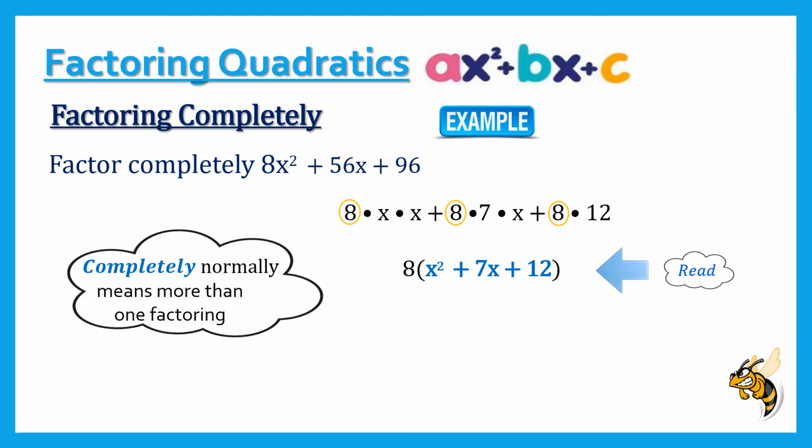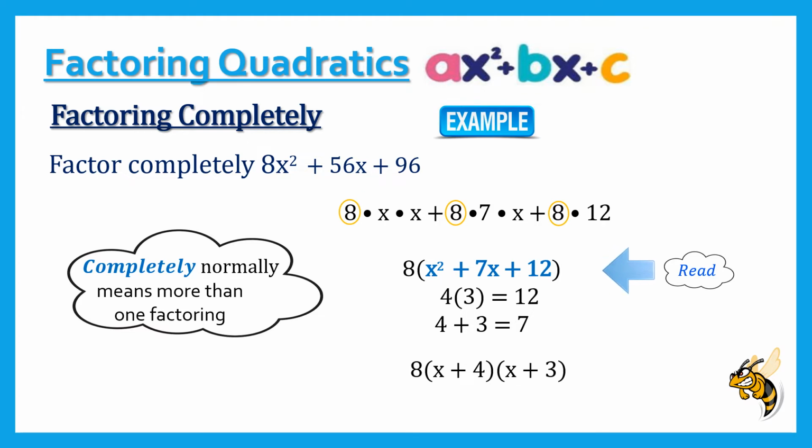And those two numbers are 4 and 3. 4 times 3 is 12, and 4 plus 3 is equal to 7. And then we're going to place them in their parentheses. So it's going to be 8 open parentheses x plus 4 times x plus 3. And I know that both of them are positive because the 7 was positive. And remember, if C is positive, then both signs have to be the same, and it's the sign of B.